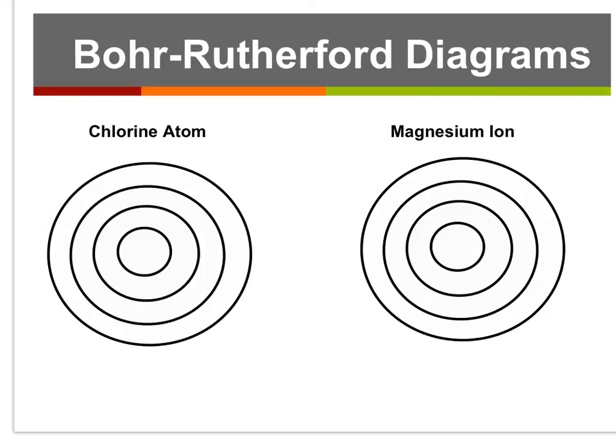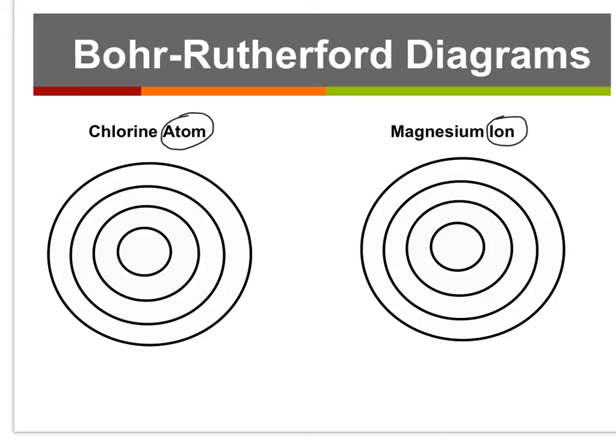To review Bohr-Rutherford diagrams then, we're going to do two examples. We're going to draw the Bohr-Rutherford diagram for a chlorine atom and for a magnesium ion. Now it's really important that you pay attention to when I ask for Bohr-Rutherford diagrams, whether I'm asking for an atom or an ion, because they are going to differ slightly.